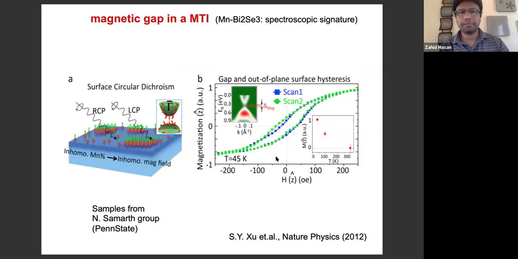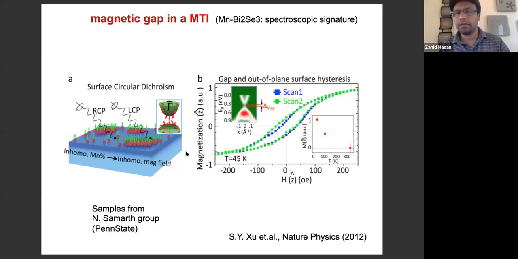So let's say, first of all, we have to see that the near the surface of the film is magnetized. One of the ideas we applied is that we could look at the surface circular dichroism, in other words, coming with right-handed and left-handed light of different helicity, and look at whether there is a dichroic signal in the optical channel. That's one signature that there is some sort of magnetism. It could be homogeneous or inhomogeneous, doesn't matter.